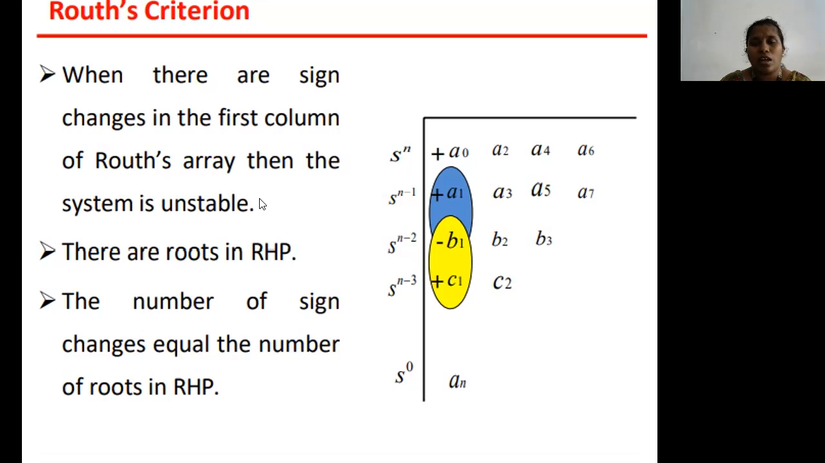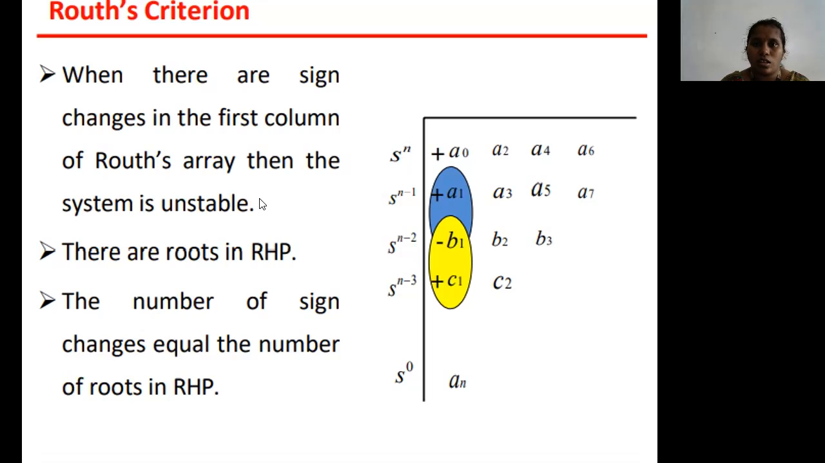That means from top to bottom, the number of elements in the columns decreases in the Routh array, right? And coming to the Routh stability criteria, by seeing the first column elements in the Routh array, we can say whether the system is stable or not. If the values in the first column of the Routh array have the same sign, then the system is said to be stable. If all the values are positive, the system is stable, and if all the values are negative, then also the system is stable.